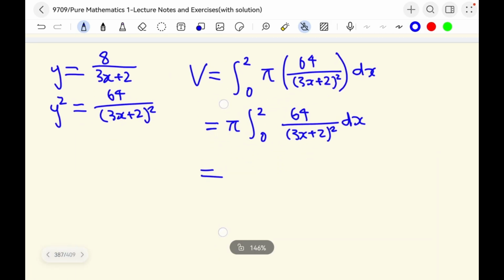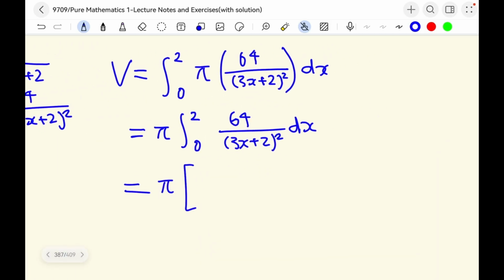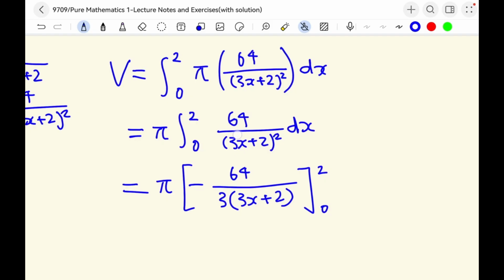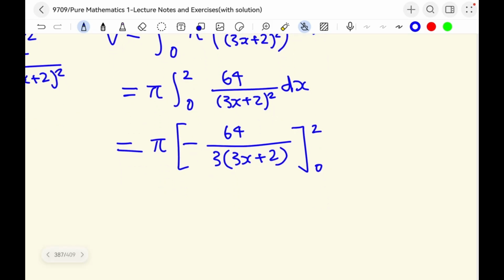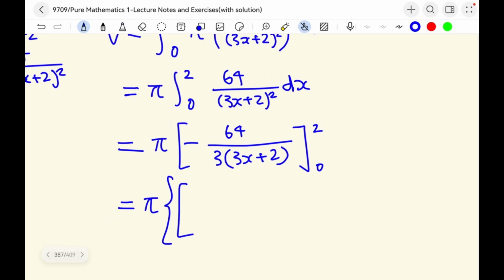And integrate it now. It's pi. This is negative 2. Negative 2 plus 1 is negative 1, so we must put a negative. And there's a 3. 64 divided by 3 is 64 divided by 3. So it's negative 64 divided by 3 times (3x plus 2), from 0 to 2. Okay, now pi outside the brackets, minus 64. Now we substitute the boundaries.